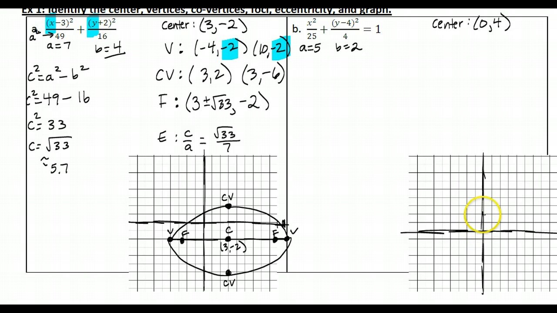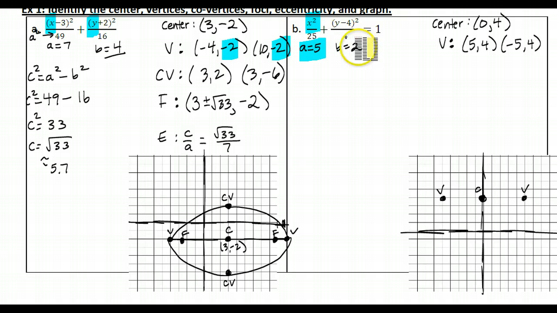So 0, 1, 2, 3, 4, there is my center. Then, this time, also, the a value is matched with x. So that means I'm going 5 units in the x direction to find my vertices. 1, 2, 3, 4, 5. And the ordered pair for the vertices then are (5, 4) and (-5, 4).